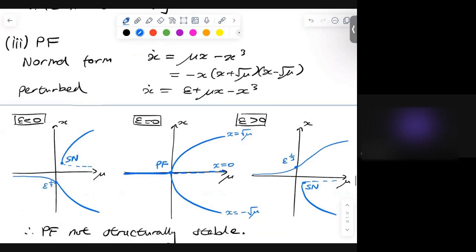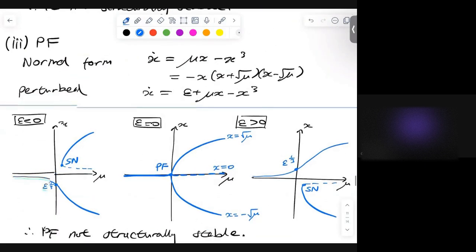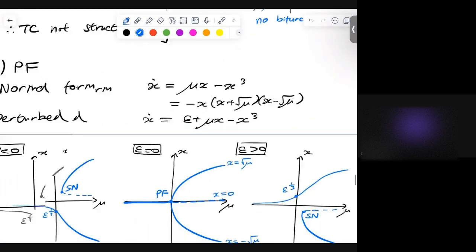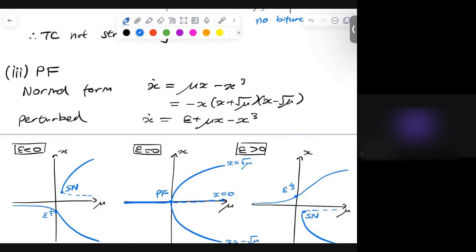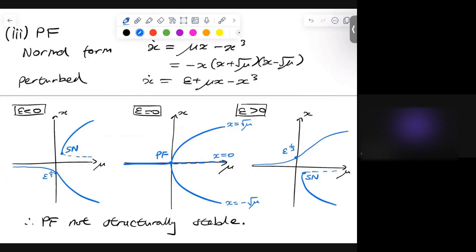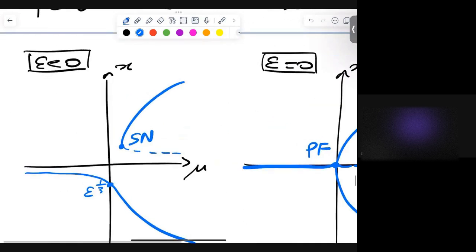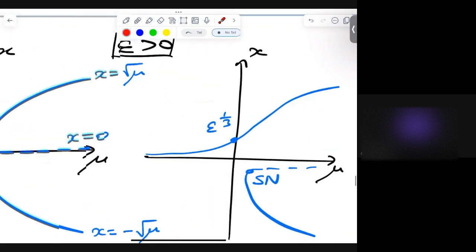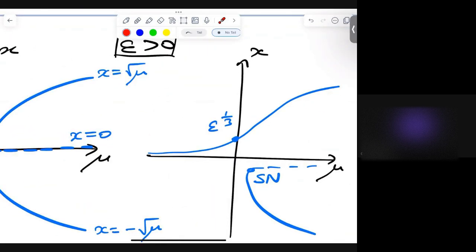So if we perturb this system with a small epsilon that may be positive or negative, just a constant epsilon, then we have a cubic, which I'm not going to bother solving for brevity, but if you were to plot it, you would get this for epsilon less than 0, which has a saddle node, as well as a point that does not go through a bifurcation. And for epsilon greater than 0, the same thing, but kind of upside down.